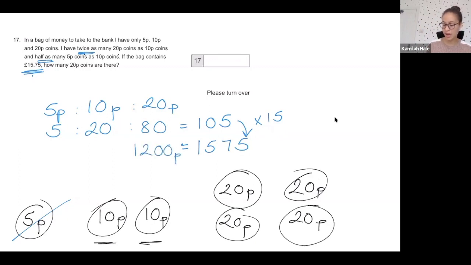And remember, that's in pence. All of these values were in pence. So 1,200 pence is equal to how many pounds? 12 pounds. Yeah, make sure your pound sign goes before the money, before the numbers, not after. Okay, so we have 12 pounds in 20p coins. So, have I got my answer?